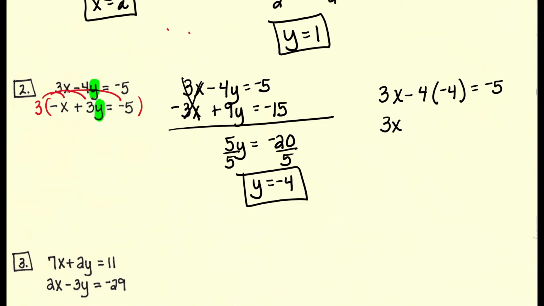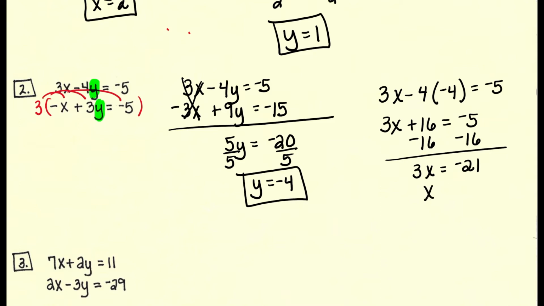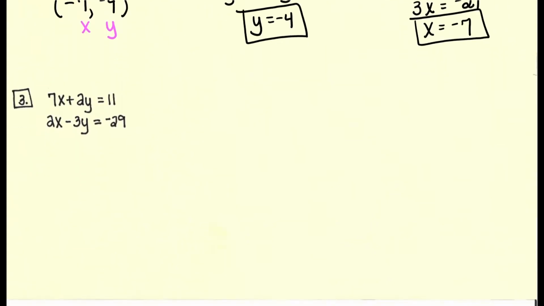So 3x, and then here a negative times a negative is a positive 16. Subtract your 16 from both sides. You get 3x equals negative 21. Divide by 3, and x is negative 7. And again, if you'd like to write that as an ordered pair, that's negative 7, negative 4, recalling that x comes before y. Okay, let's take a look at problem 3.